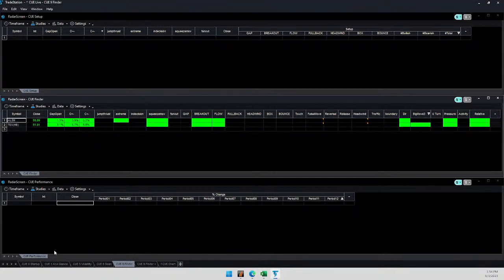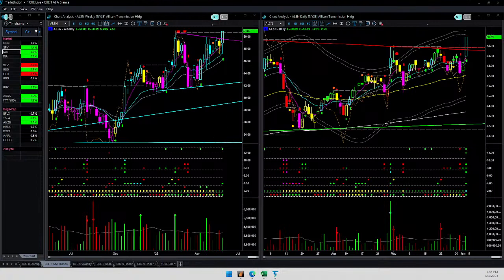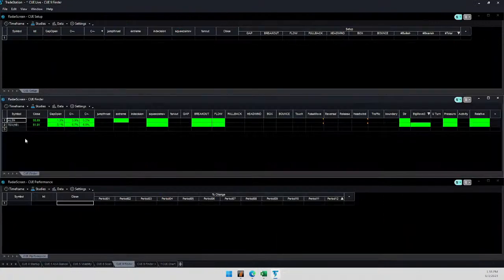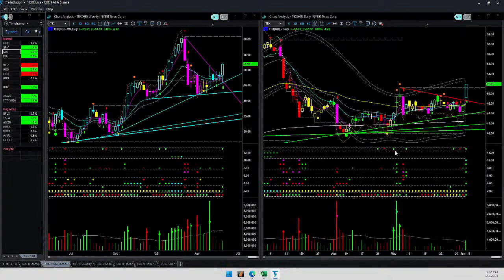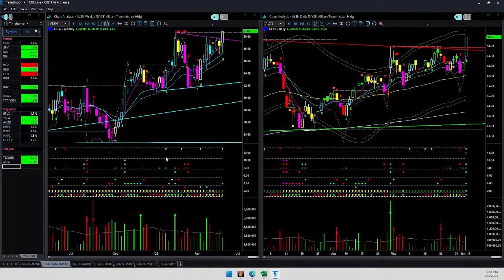We could look at the charts on Q Elite also. ALSN, very nice clear breakout, and TEX, very nice breakout. Now let's look at them once more. This is TEX and ALSN. What I am going to do, I am going to look at them one after another using the weekly daily template, trying to choose one of the two.